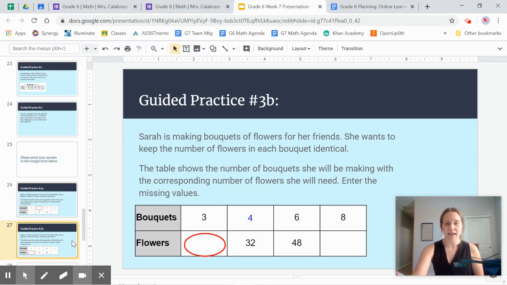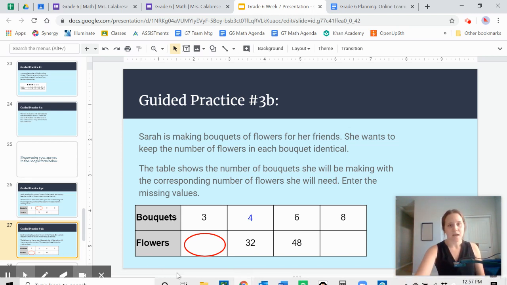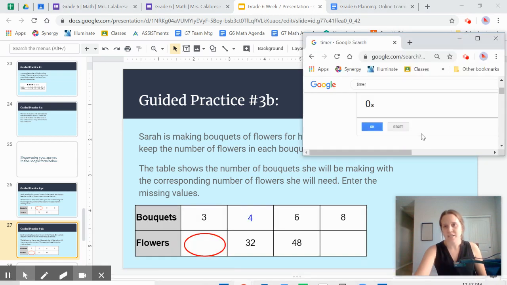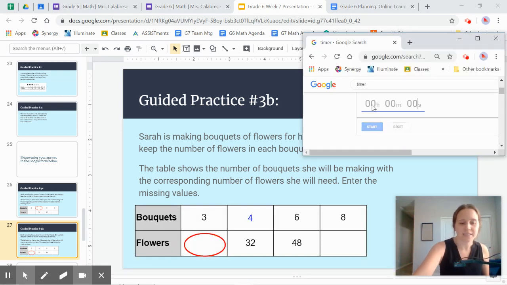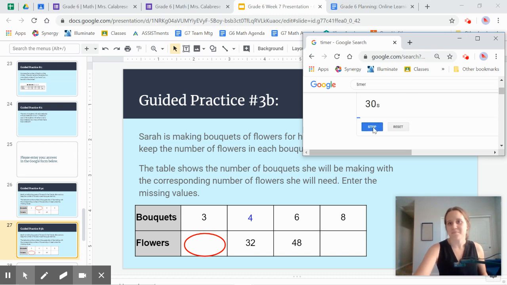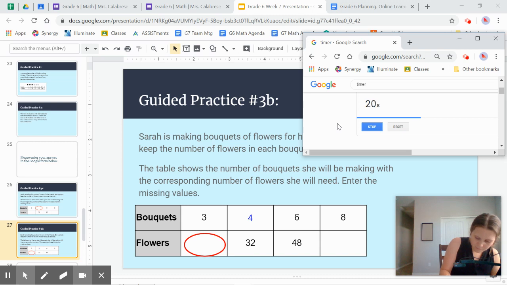All right, let's go ahead and find this value with the red circle. We're going to take one, actually, let's go ahead and make it 30 seconds. Go ahead. Last 10 seconds.